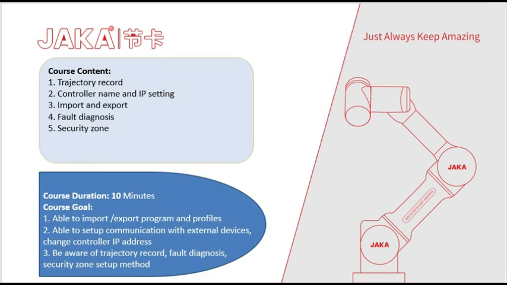This course will be divided in 5 parts: trajectory record, controller name and IP setting, import and export, fault diagnosis, security zone. The course duration is around 10 minutes and the main goals are the following: able to import and export programs and profiles, able to set up communication with external devices, be aware of trajectory record, the fault diagnosis, and set up the security zone.